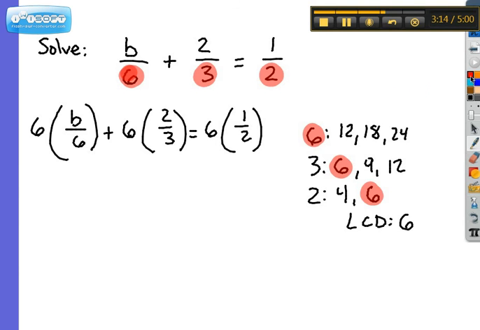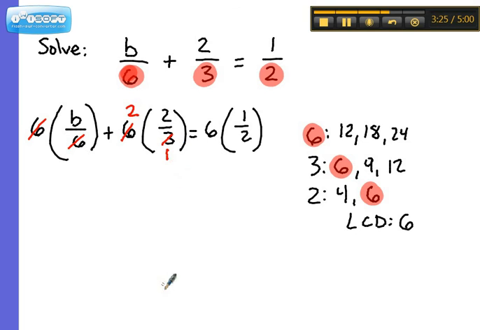So here, our 6 and our 6, they're going to cancel and become just 1s. Here's 6 and 3. 6 divided by 3 is 2. So we get a 2 and a 1 here, because these are both divisible by 3. 6 divided by 3 is 2. 3 divided by 3 is 1. Here, these are both divisible by 2. So 6 divided by 2 is 3. 2 divided by 2 is 1.